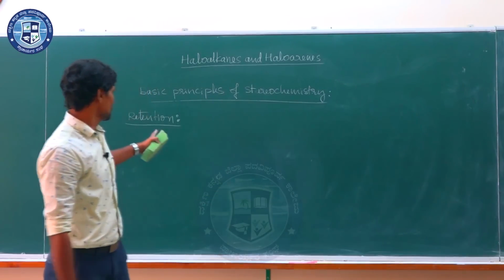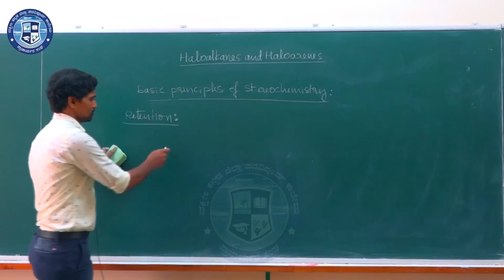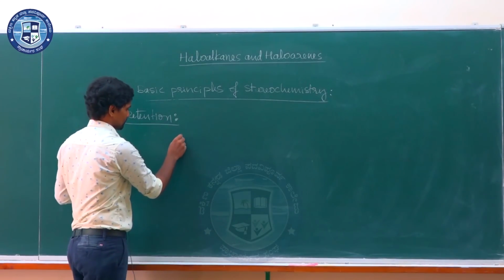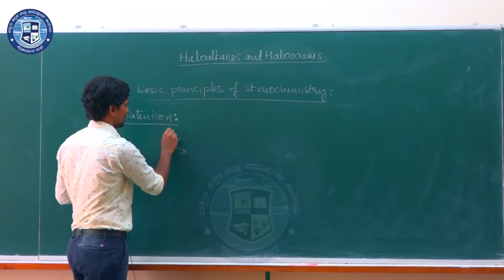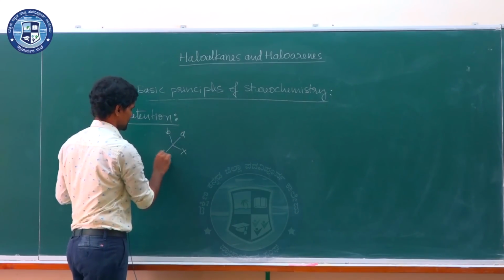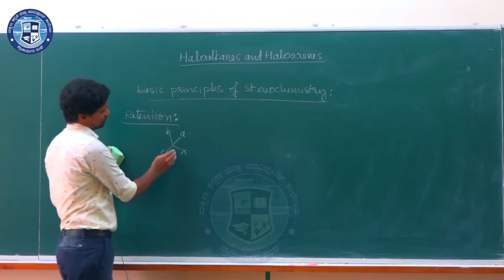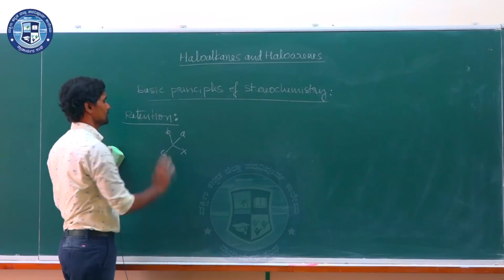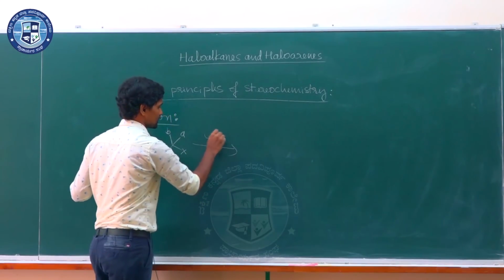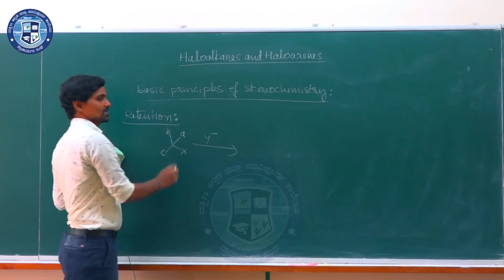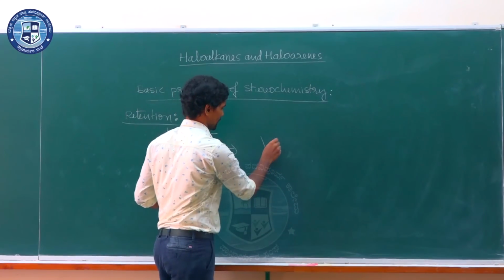Students, now let us discuss retention of configuration during a chemical reaction. Consider this X. This is what we are representing: one general molecule in 3 dimensions. Now, this involves a reaction. Here Y displaces X and gives rise to the product.